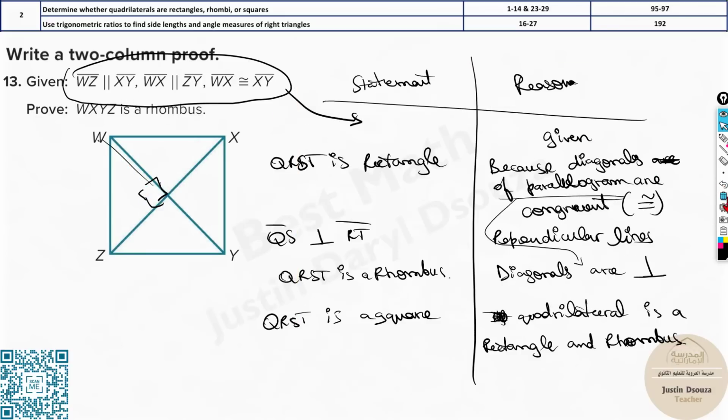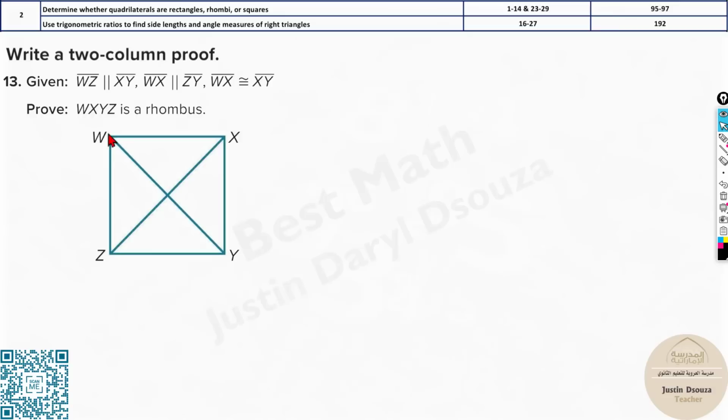We'll move to the next one, another proving problem. Now WZ and XY, this seems to be simple because they have told us all these are parallel. And what did they give? WX is congruent to XY. These two lines are consecutive sides.